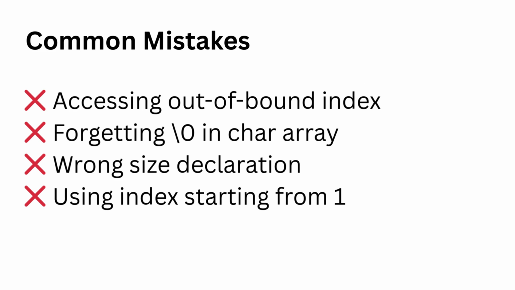Wrong size declaration is the third mistake. For example, there are 4 values in the array arr, but we declare arr[2], but it should be arr[4] since there are 4 values here. Another mistake: we must always remember that the index position starts from 0. It never starts from 1.